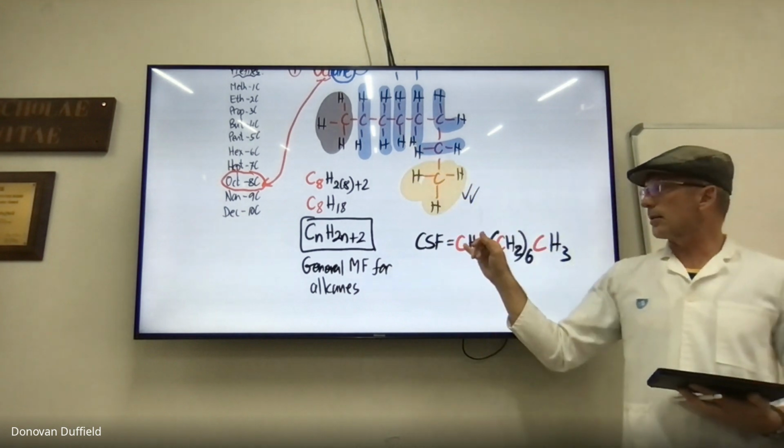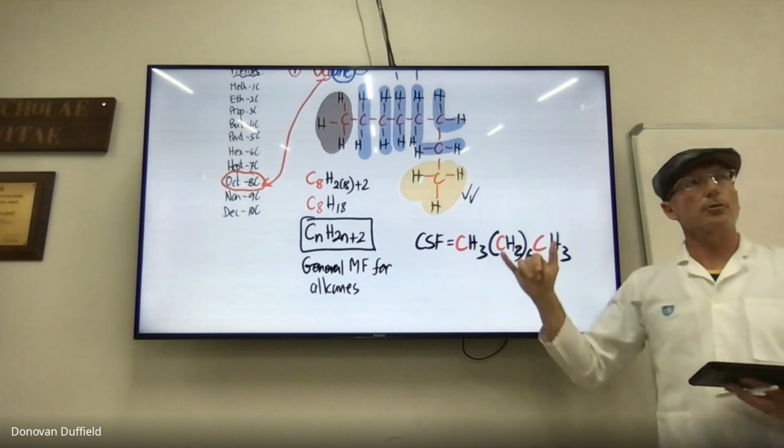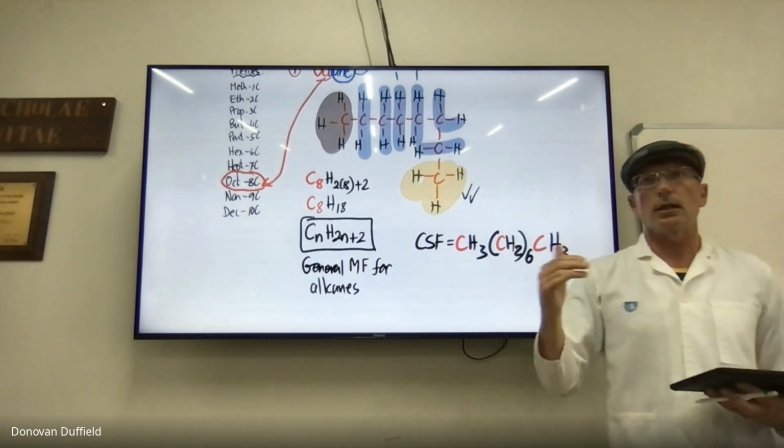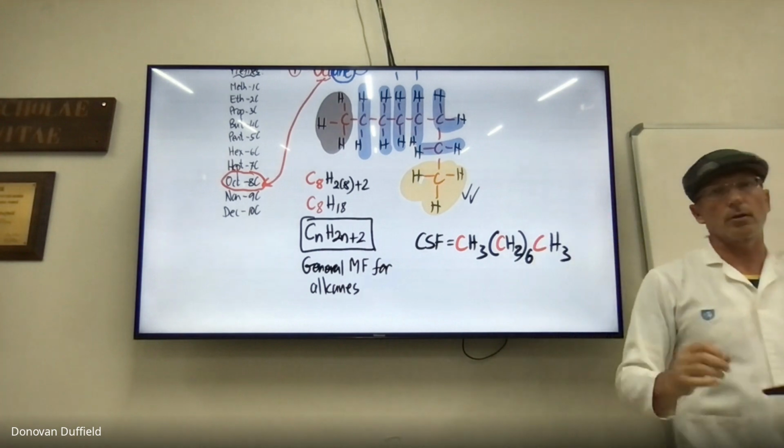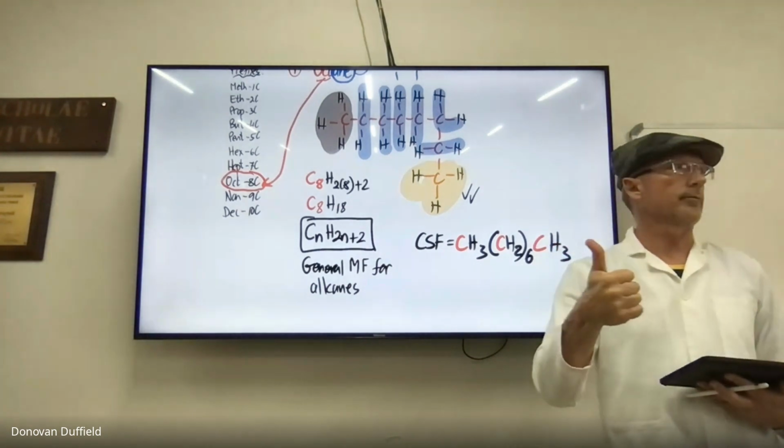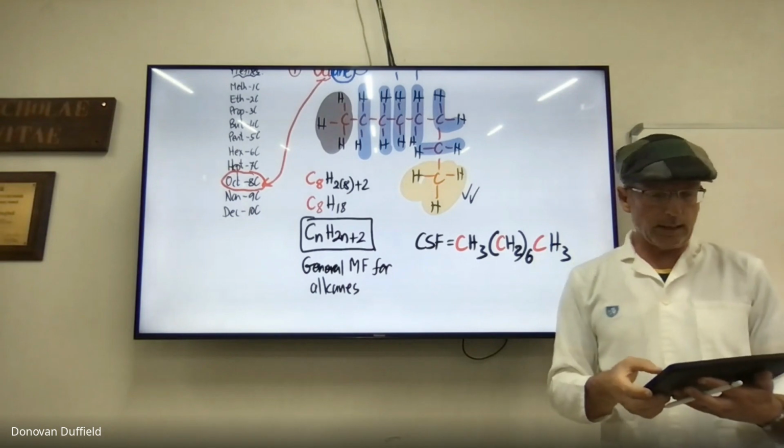Can you write it out as CH3, CH2, CH2, CH2, 6 times CH3? Yes, but this is the shortened, most abbreviated form of the condensed structural formula. Are we okay with that? Cool. Let's move to the next one.